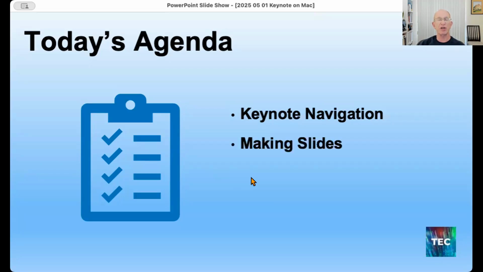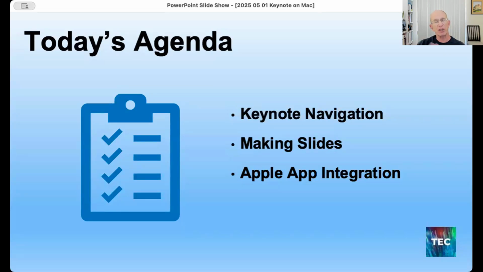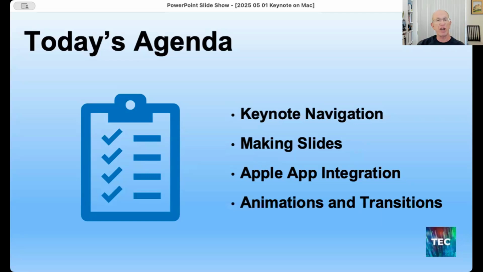navigation. We'll take a look at making a few slides, just some simple slides with a few shapes and photos and a few things like that. We'll talk a little bit about the Apple app integration and some of the things that make it really useful. If you have a Mac and an iPhone and an iPad, it really has some nice features that might be usable. And if we have a chance, we'll take a look at some animations and transitions because Keynote really has some good, powerful tools for making those, and they're relatively easy to use in a presentation if you want to.